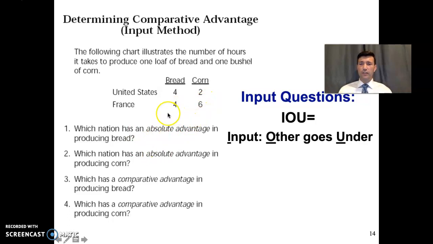In France, bread costs 2/3 of a corn. And to find the opposite, you just flip the fraction over. How much does corn cost in the United States? 2/4 of a bread, or half a bread. How much does corn cost in France? 6/4 of a bread, or 1 1/3 bread.